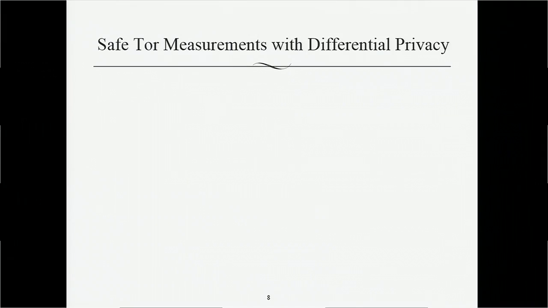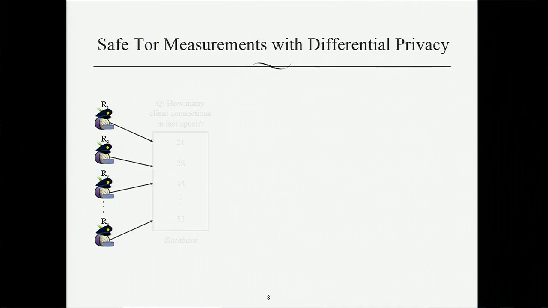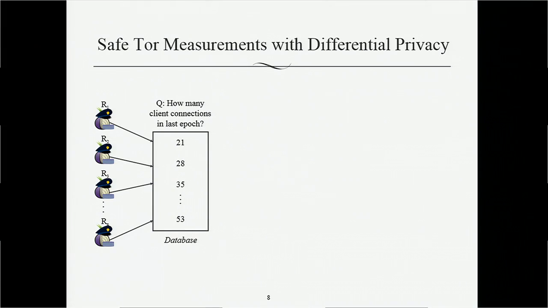So this is a sneak peek of how safe Tor measurements can be done through differential privacy. We have N relays over here, each of them logging client connections in the last epoch. Epoch is nothing but the duration of the measurement, so here we are assuming it to be 1 hour. Each of the relays has logged their client connections, say 21, 28, and so on. We would like to do privatized analysis on the database, so we would like to know the distribution of client connections as seen by the guards.